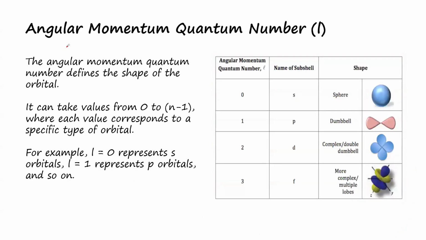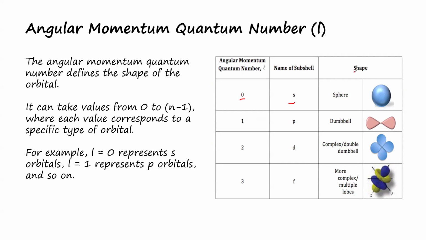Then the next thing is angular momentum. The angular momentum quantum number, which is the same thing as the azimuthal quantum number, defines the shape of the orbital. It can take values from 0 to n minus 1, where each value corresponds to a specific type of orbital. For example, if L is equal to 0, it represents the s orbital. So when L is 0, which is angular momentum, you have the s orbital.